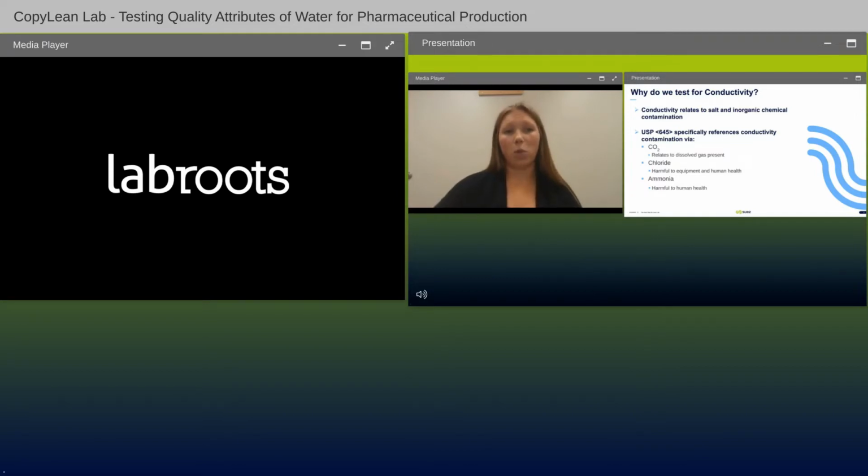Chloride can damage equipment at high concentrations, and both chloride and ammonia at high enough levels can be harmful to human health. USP standards fall significantly below the levels that would be harmful or toxic to human health, but ultimately the mandated monitoring of conductivity stems from inorganic ions and salts posing risk to patient safety.